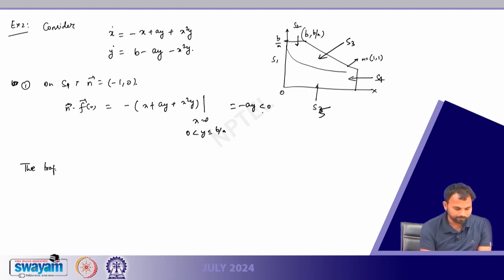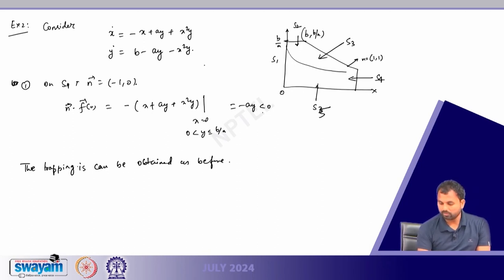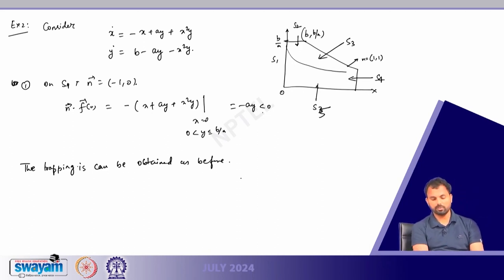The trapping region can be obtained as before, right. So, we just have to check what will be the trapping region for which this less than or equal to sign is maintained, and we can say what the closed circuit is for this system of equations.